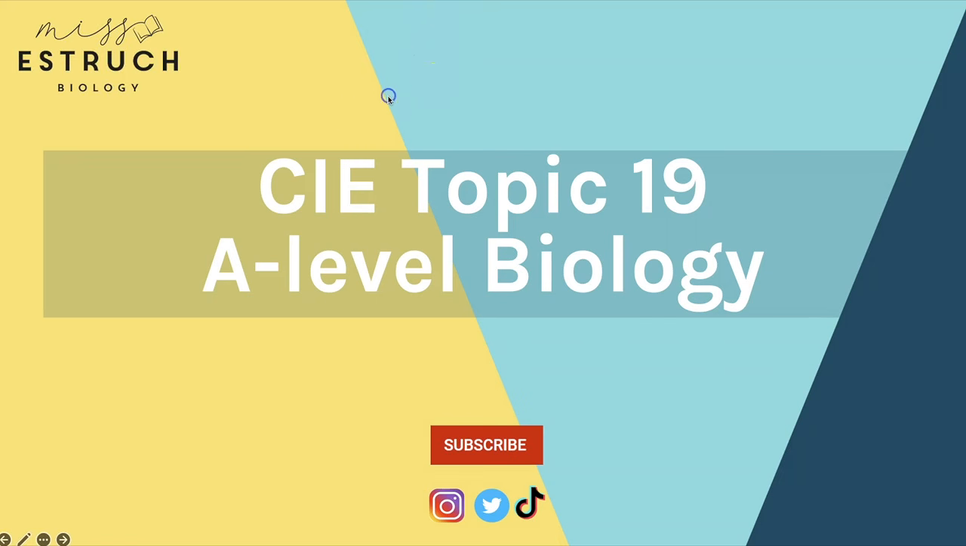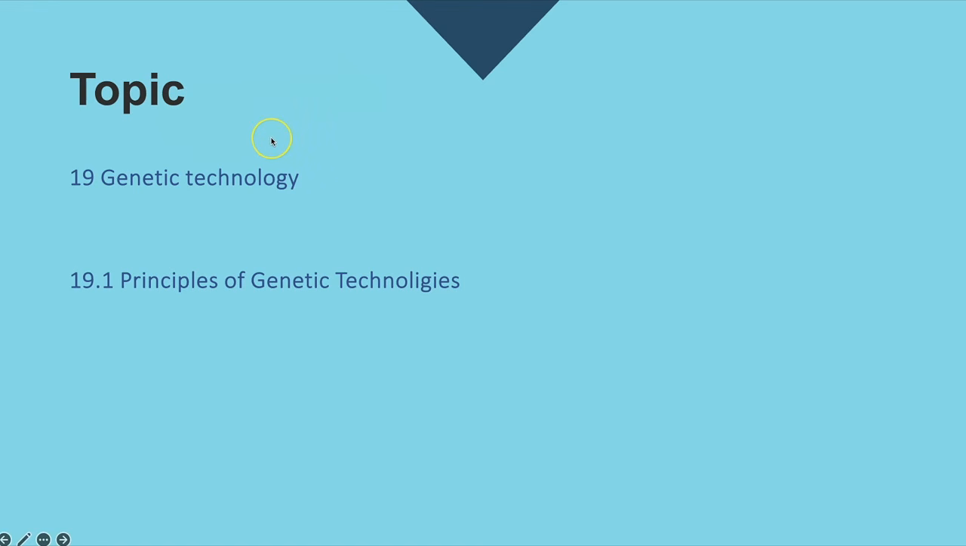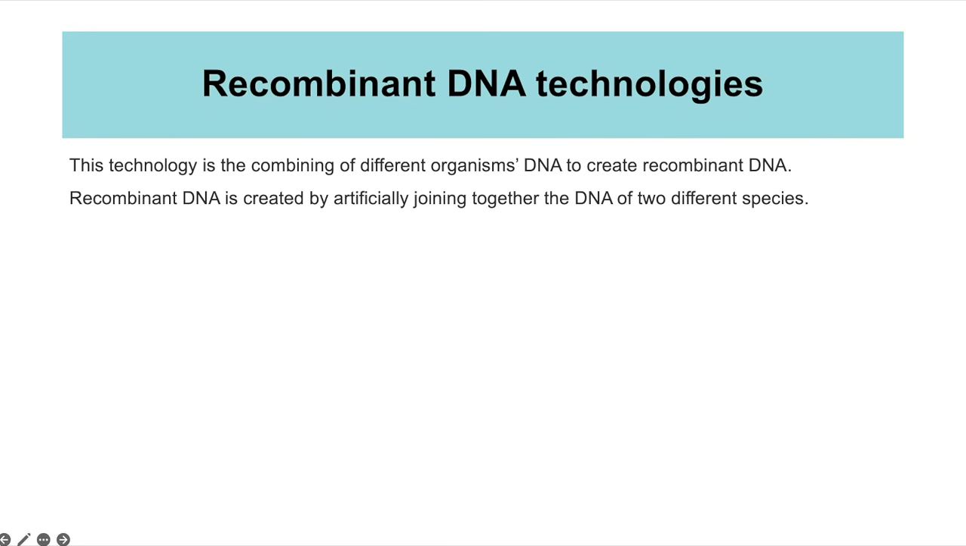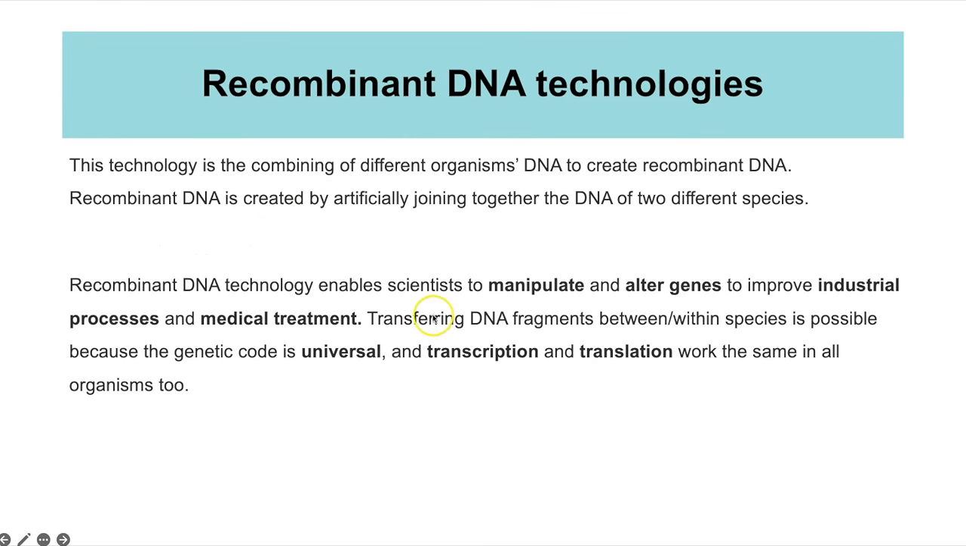Topic 19, the final topic, is all about gene technology. So genetic technology, and we're starting with the principles of genetic technologies. Recombinant DNA technology is the technology of combining different organisms' DNA together to create what is known as recombinant DNA. And this is created by artificially joining together DNA of 2 different species. This is needed for scientists to manipulate and alter genes to improve industrial processes, for medical treatments as well.